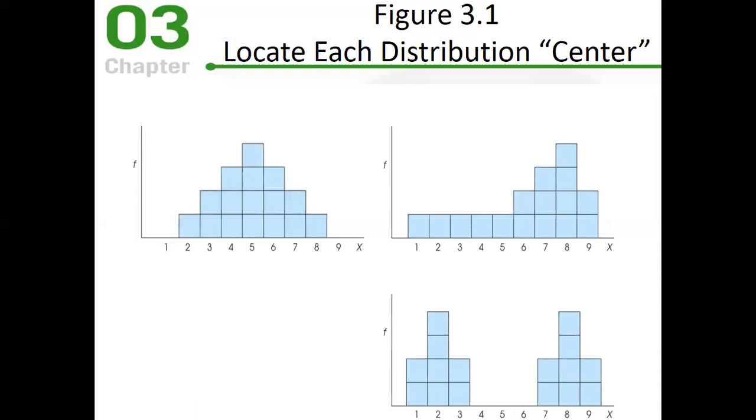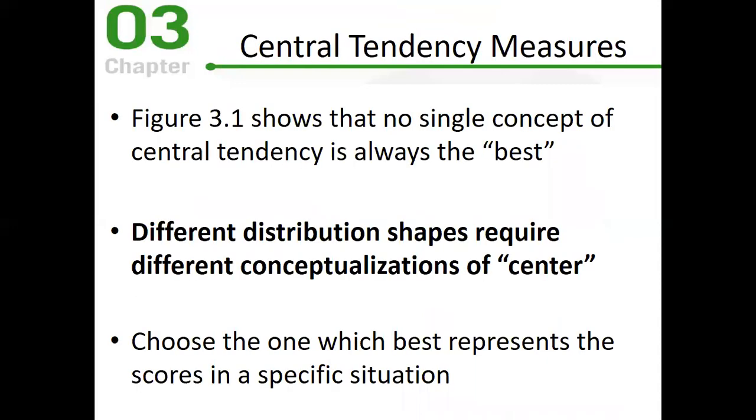Okay, but I put this up just to really demonstrate that defining the center of the distribution, giving a number that's most representative or most typical of the data is not always cut and dry. Okay, you really need to look at the way your data are shaped and say, okay, which one of those three measures of central tendency is going to give the most legitimate and accurate description of how my data actually look. Okay, different distribution shapes require different conceptualizations of center. You're going to want to choose the one which best represents the scores in your given situation.